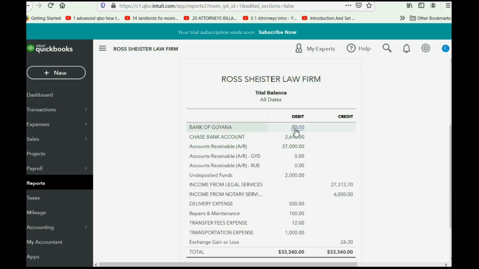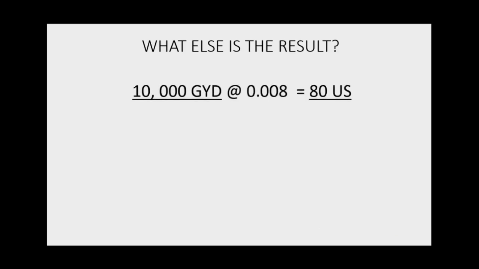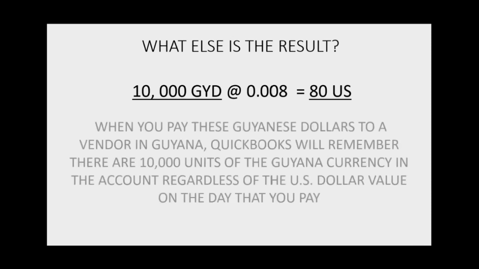The Bank of Guyana is now worth 80 US dollars for the 10,000 units that are in there, and the exchange gain or loss has increased to $26.30. Final note, what else will be the result? Well, QuickBooks now remembers that all 10,000 units of the Guyana dollars we have are now each equal to 0.008, and that's why it's 80 US dollars.